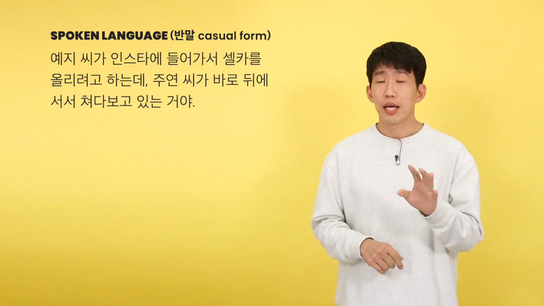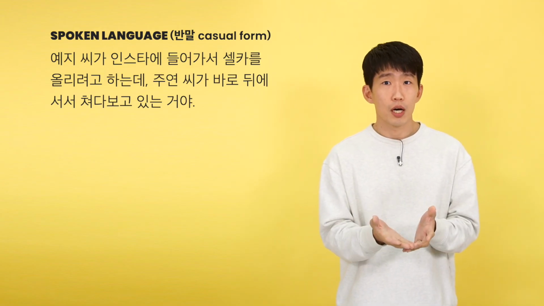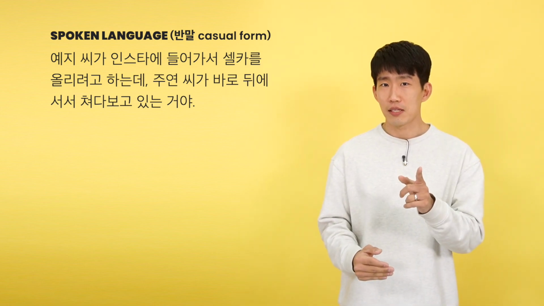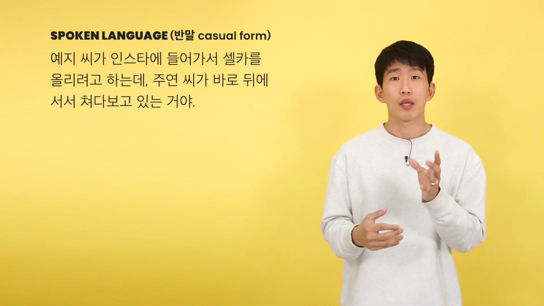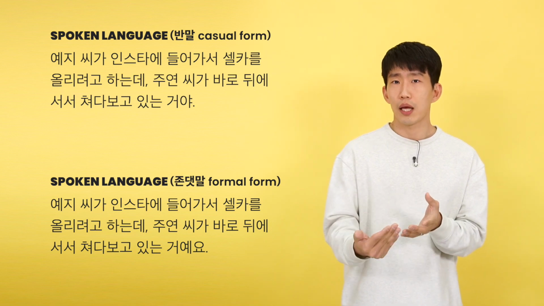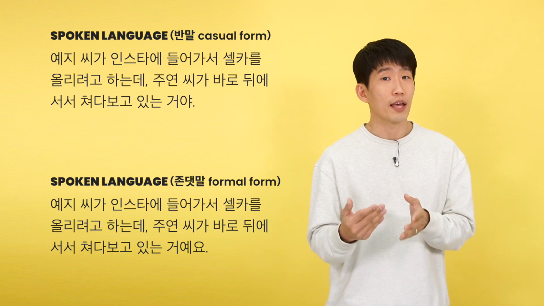Now let's do the same exercise in Korean. The first case is if you are saying this to a friend in casual language, 반말. 예지 씨가 인스타에 들어가서 셀카를 올리려고 하는데 주연 씨가 바로 뒤에 서서 쳐다보고 있는 거야. The second case is if you're saying the same thing but in 존댓말, formal language. 예지 씨가 인스타에 들어가서 셀카를 올리려고 하는데 주연 씨가 바로 뒤에 서서 쳐다보고 있는 거예요.